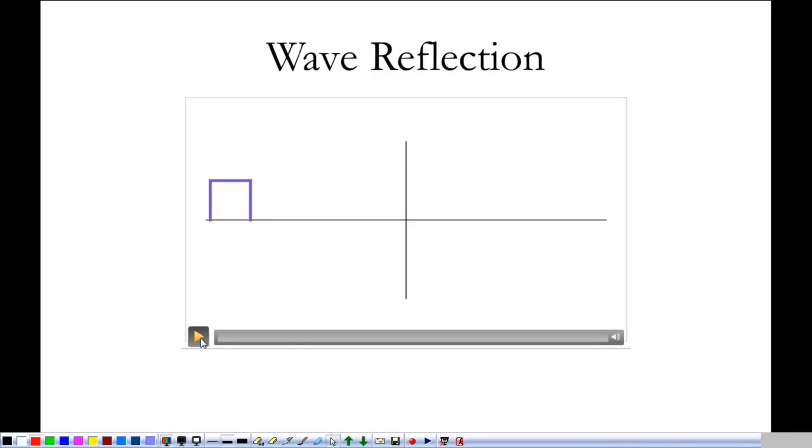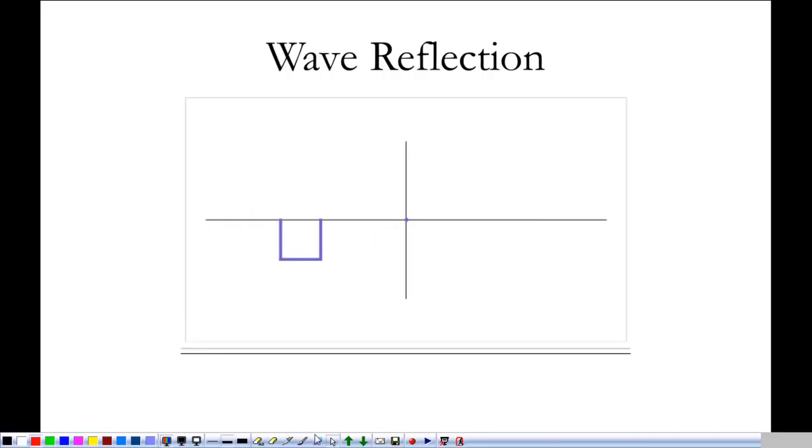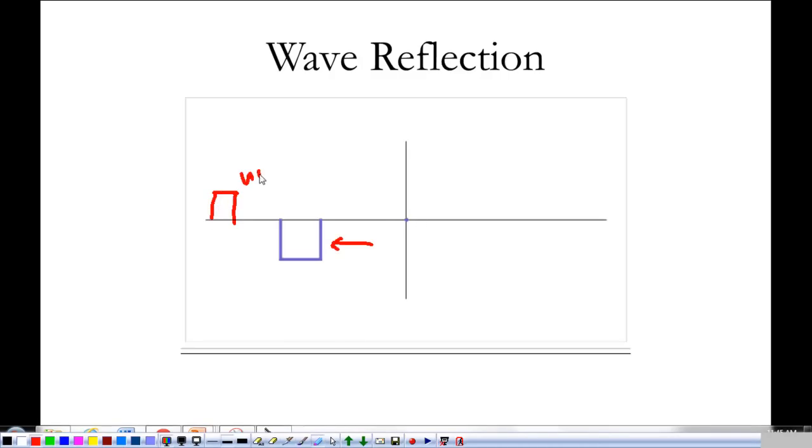For wave reflection on string waves, just to look at what's going to happen, we're going to send this wave down, and it's going to hit the barrier right here. And when it hits the barrier, it's going to bounce back, but something's going to happen to it when it bounces back. So here comes the wave, it hits the barrier, and it bounces back. Now, what happened there, it went from being phase up to being phase down.